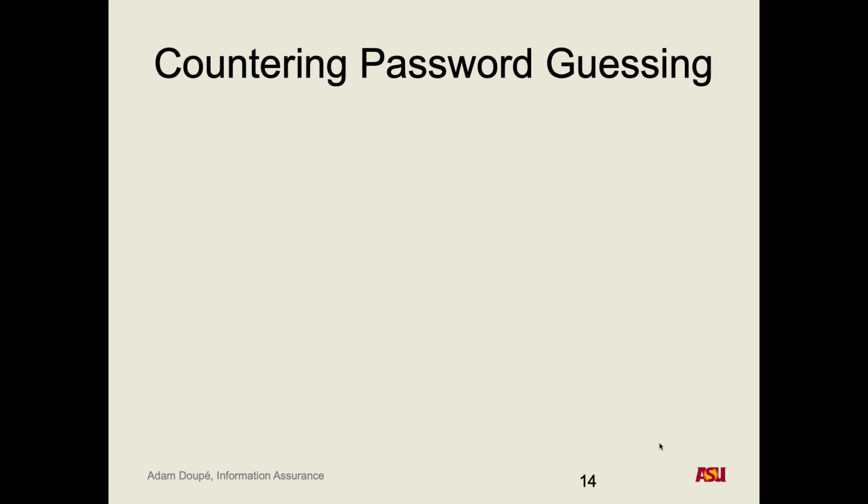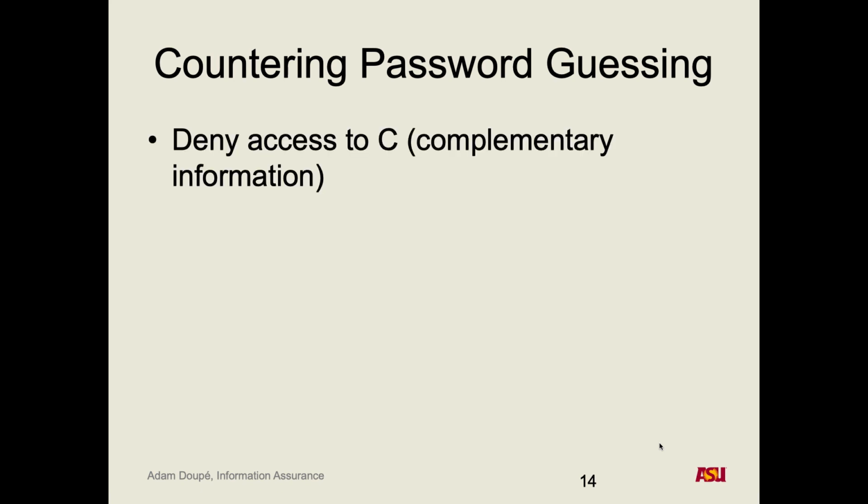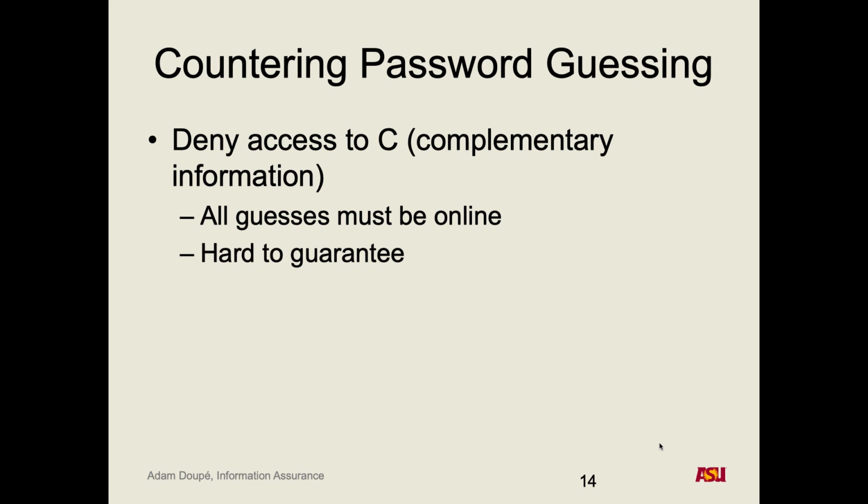Or again, if they've stolen our hash, then they don't need any of that at all, right? They can do it completely offline. So one way we could do that is just don't let them access the complementary information. Therefore, you can force all guesses to be online. The problem is this is very hard to guarantee, right?